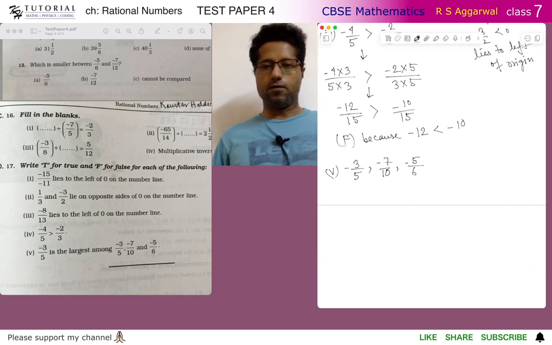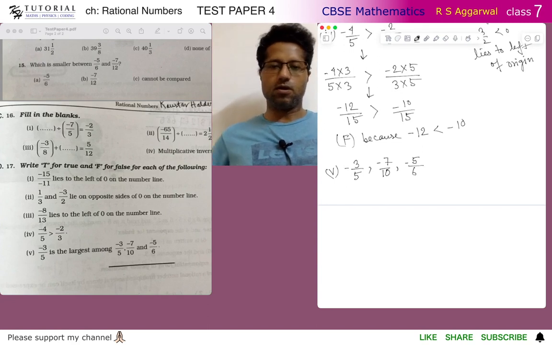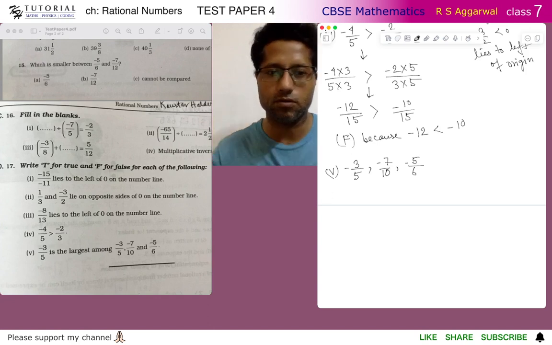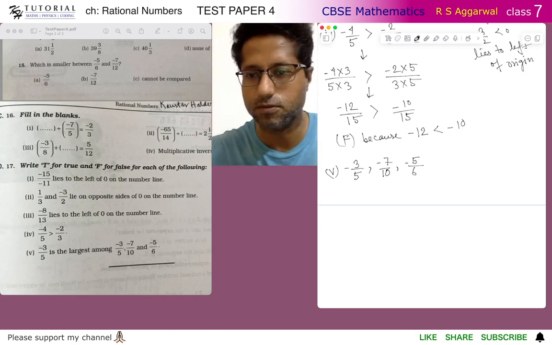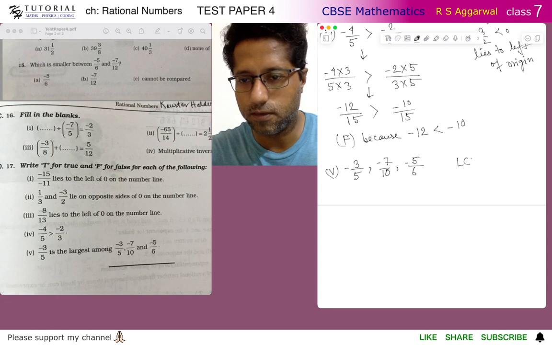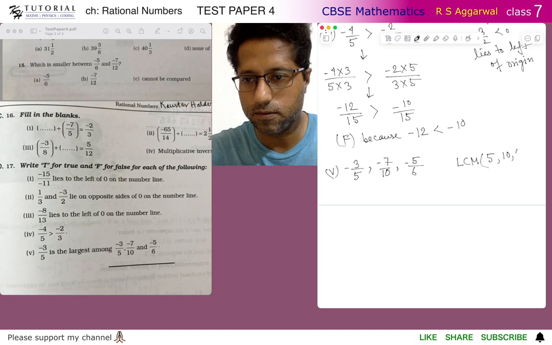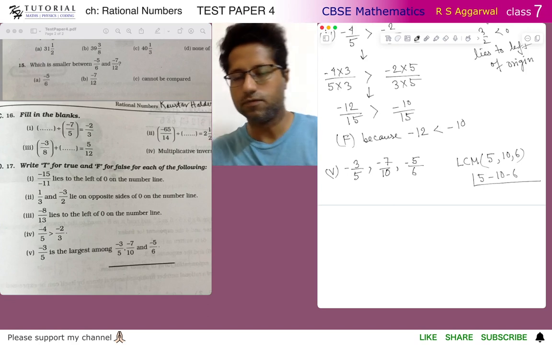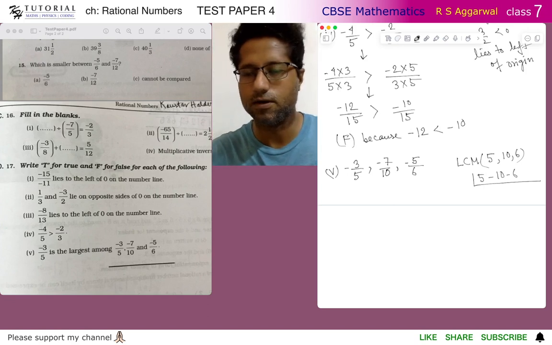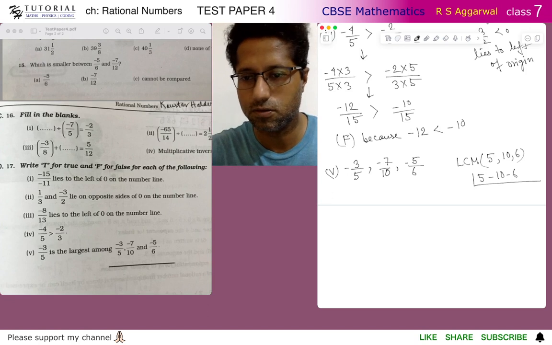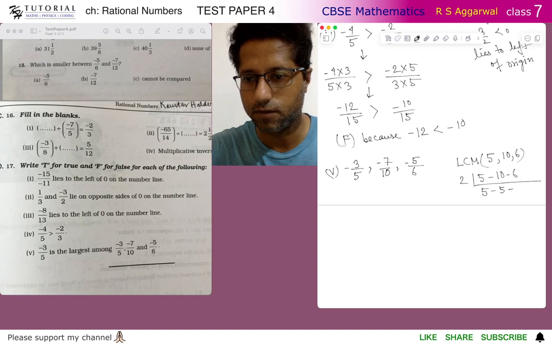First, we will convert them to the equivalent form so that they all have a common denominator, and the common denominator will be the LCM of all the denominators of the given rational numbers. So we have to find the LCM of 5, 10 and 6. So first we divide by the smallest prime number that divides at least two of these numbers. So it is 2.